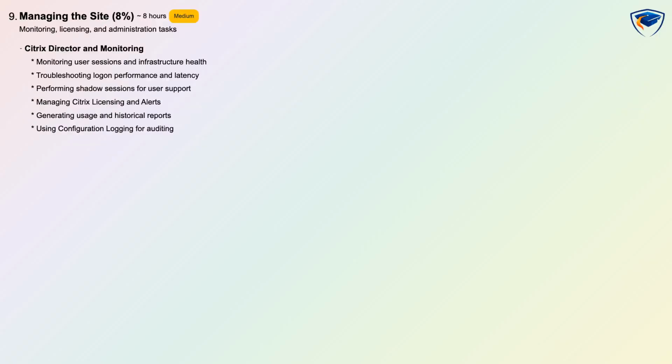Managing the site is 8%, focuses on monitoring, licensing, and administration tasks, is medium, and estimates 8 hours. This domain centers on Citrix Director and monitoring user sessions, infrastructure health, and log-on performance metrics. You will learn to perform shadow sessions for user support, manage licensing and alerts, and generate usage and historical reports. It also covers using configuration logging for auditing and troubleshooting administrative changes.